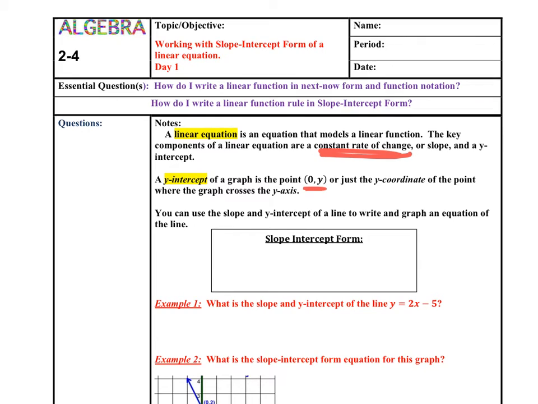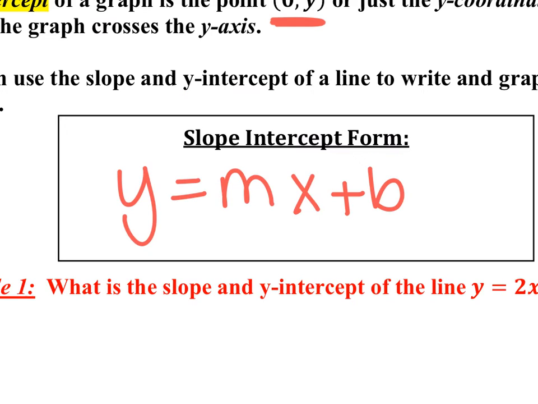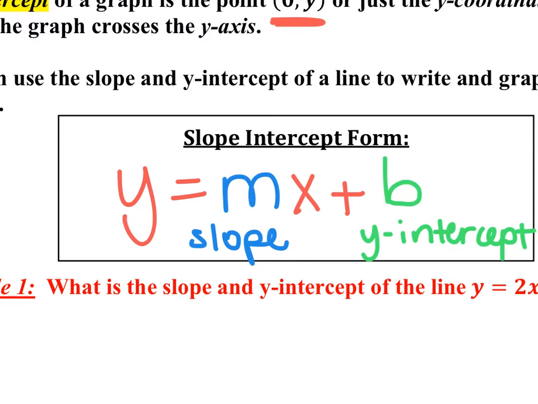So now I'm going to actually write down the equation for slope-intercept form. Here is our slope-intercept form equation. The m stands for slope, and the b is our y-intercept. The slope and y-intercept can either be positive or negative.